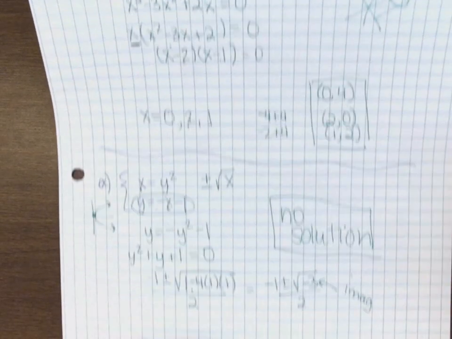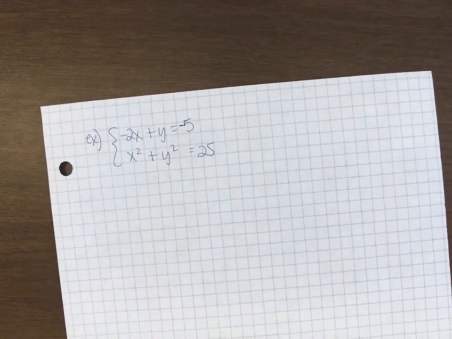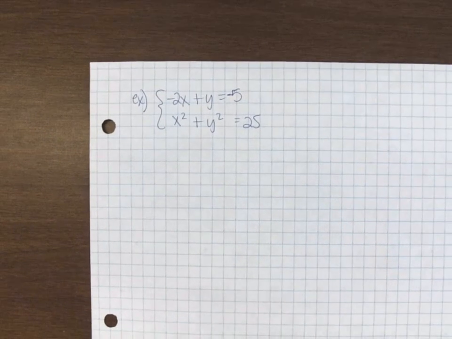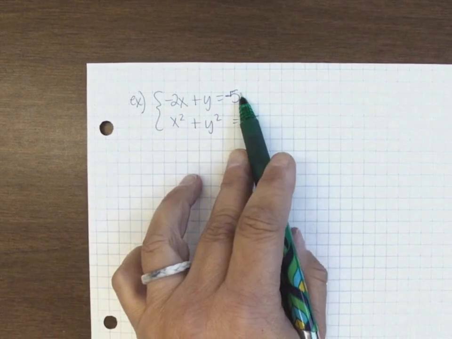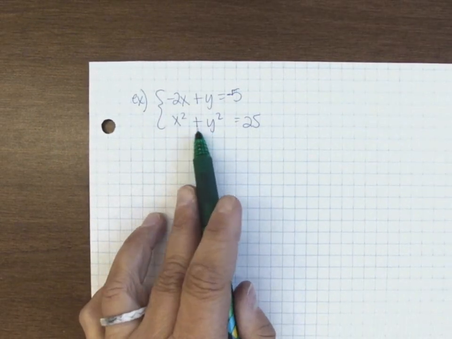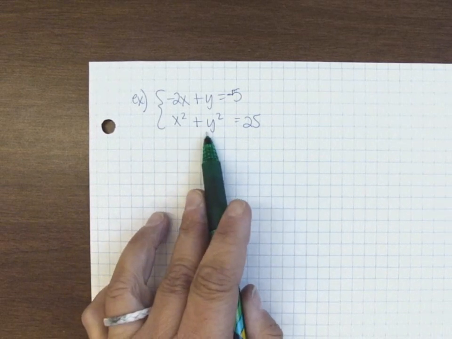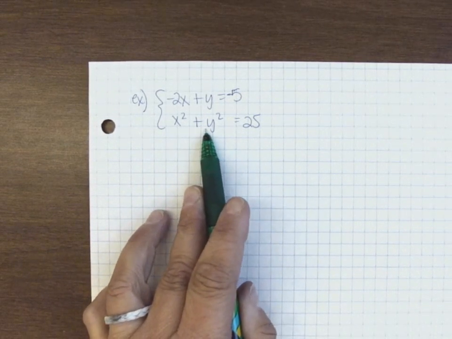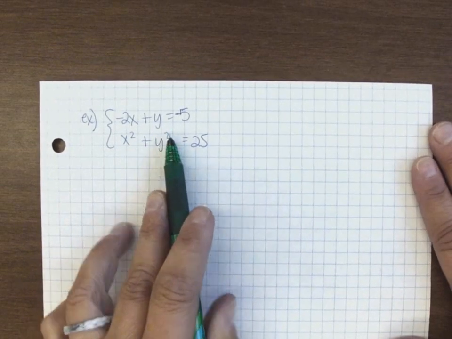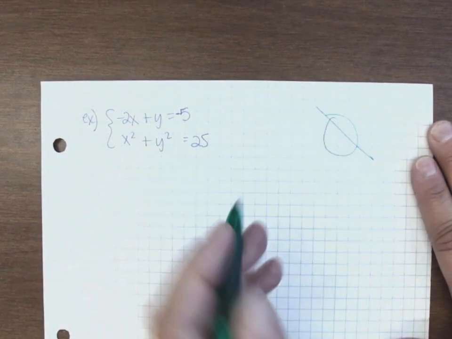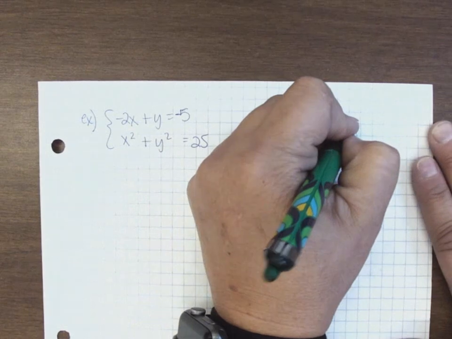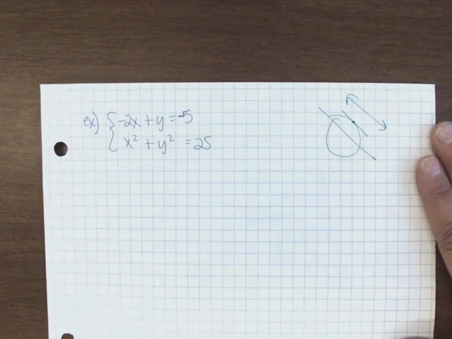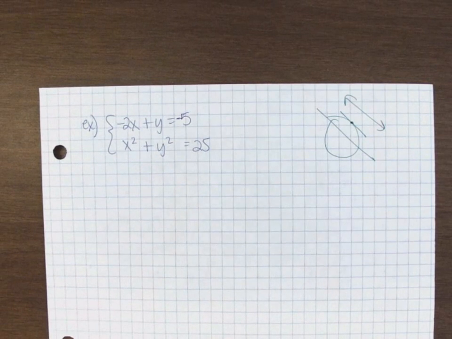All right, so let's look at one more problem together. Okay, on this one, you have a line, just a straight line, and this one, we're going to get more into next semester, but you did this in geometry. This is a circle. So if I have a circle and a line, they could have two solutions, they could have one solution, or they could have no solutions. So there's my possibility for answers.